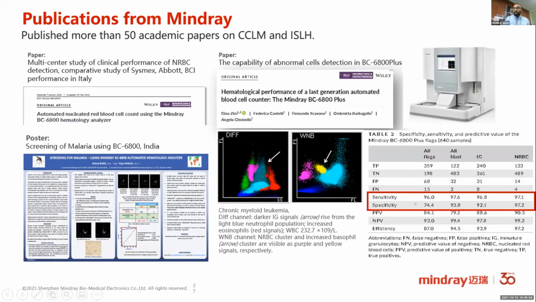And here you can find the flag, and the important flag, sensitivity and specificity, very important, especially for the blast and kernel signature flag, or an RBC flag.